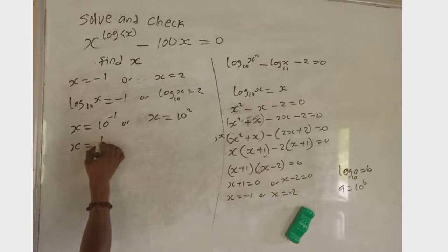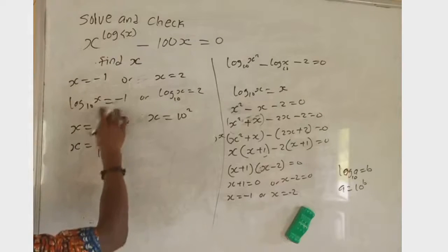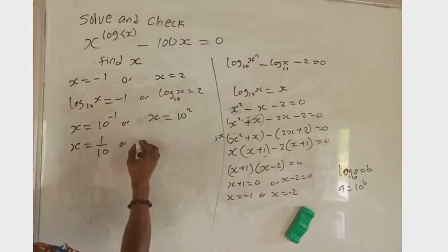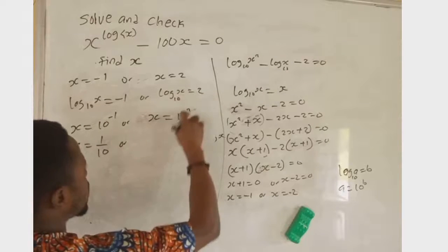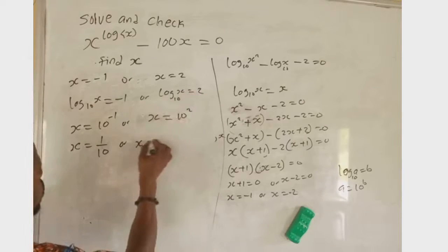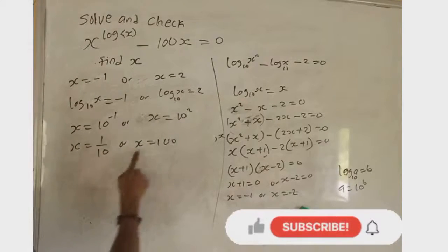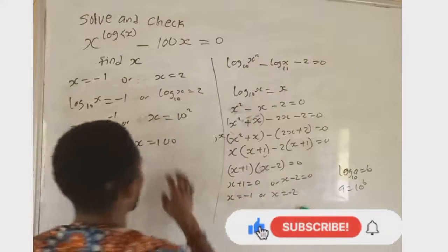So in this place now, 10 raised to the power minus 1 is equal to 1 over 10, since s squared is equal to 10 raised to the power 2, that's 100. So the value of s here is equal to 1 over 10, or s is equal to 100.